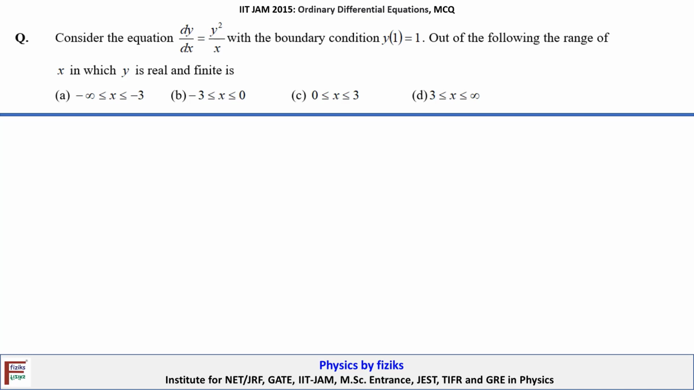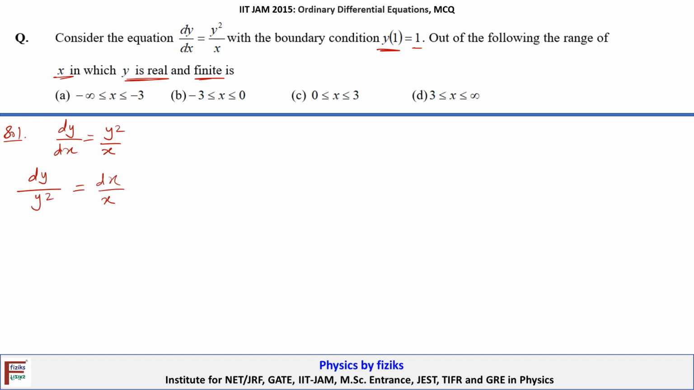Consider the differential equation dy by dx is equal to y square by x with the boundary condition y at x is equal to 1 is 1. Out of the following, the range of x in which y is real and finite is. Here the differential equation given is dy by dx is equal to y square by x. Now on observation we can solve this differential equation using the variable separation technique. Therefore we can write it as dy by y square is equal to dx by x.